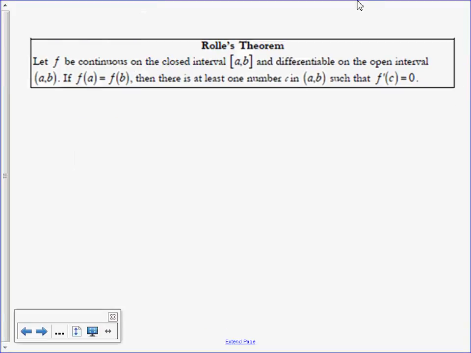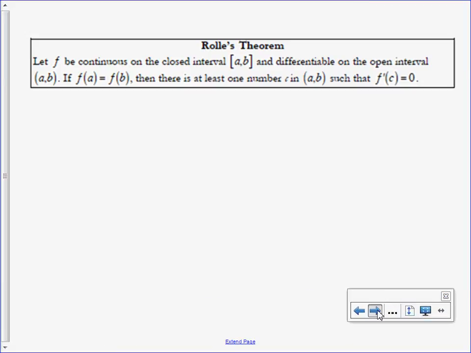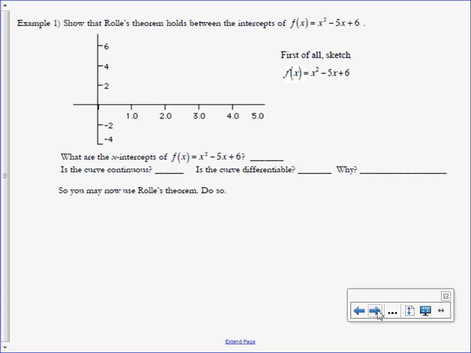Yay! All right. Anyway, Rolle's theorem, right? If you have 2 points with the same y value, there is a slope of 0 somewhere. See? No big deal. Alright. Show that Rolle's theorem holds between the intercepts of x squared minus 5x plus 6. Really quick, factor that for me.